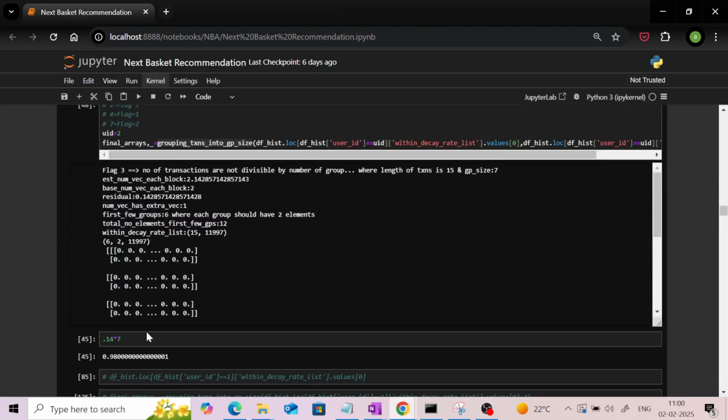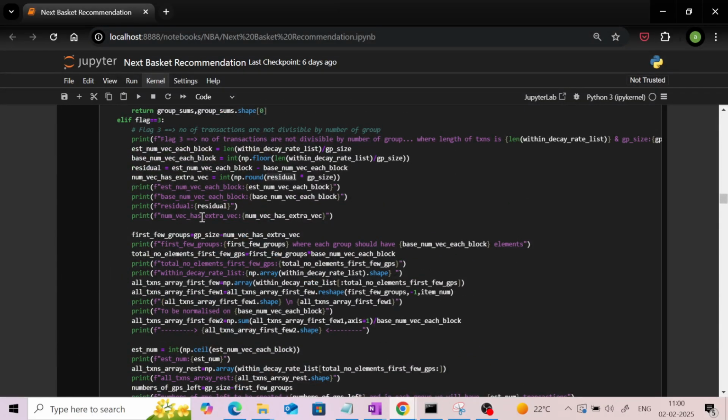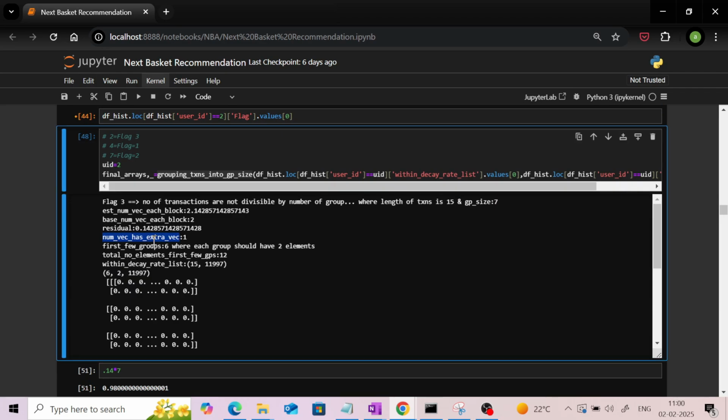So if you see 0.14 into 7, when we do, it gives us 0.98, and when we round it up, it is 1. So basically it says, if you see like num vec has extra vec, the value should be 1. So basically it says in the 7 groups, if you put like 2 transactions in each group, then 14 transactions are being accommodated. And there is one more transaction which is not being accommodated. So we have to do some adjustment to accommodate this extra transaction that is coming into the scene.